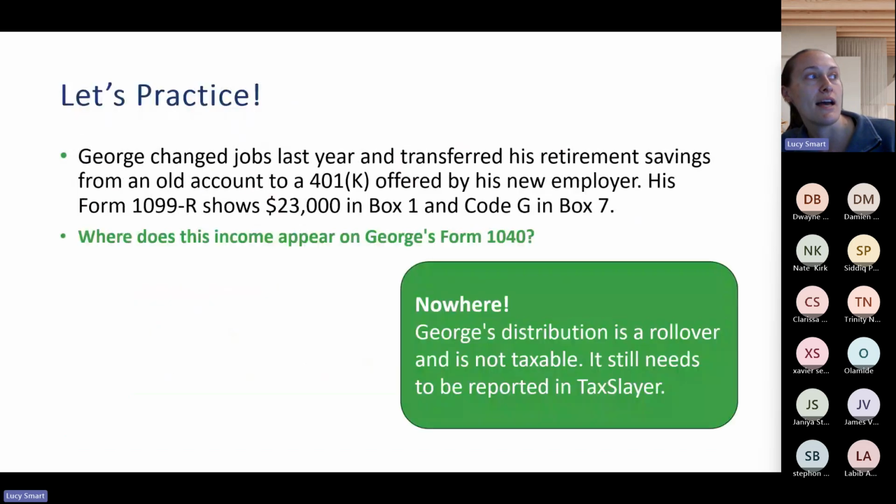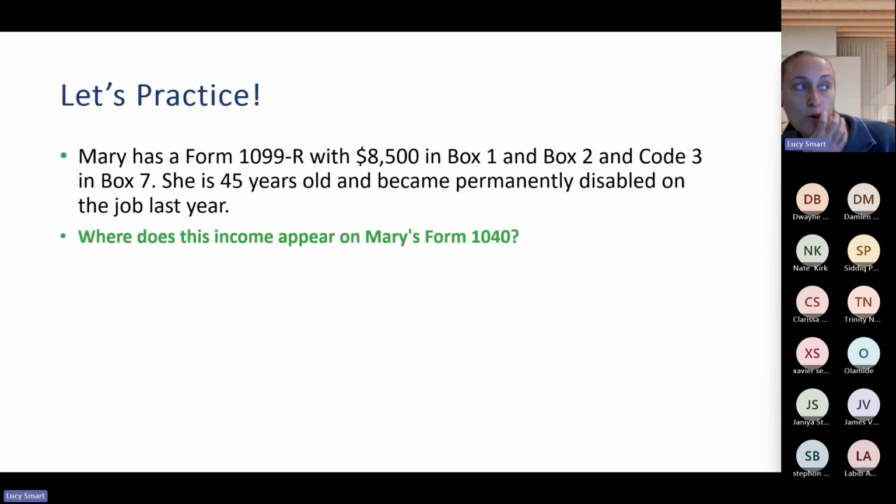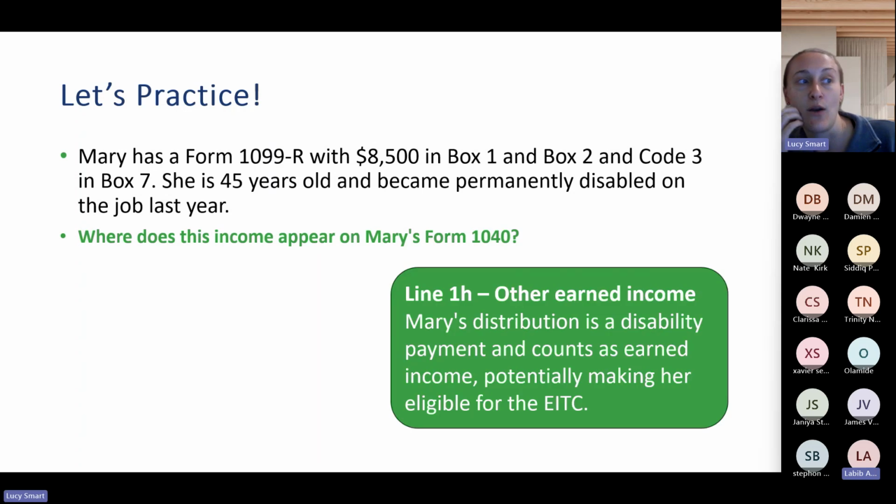So we know that Mary is 45 years old. She is disabled. Where is this income going to appear on her 1040? So she's 45. We're going to assume that is under the retirement age for her plan. So therefore, her income is going to appear on line 1H for other earned income.